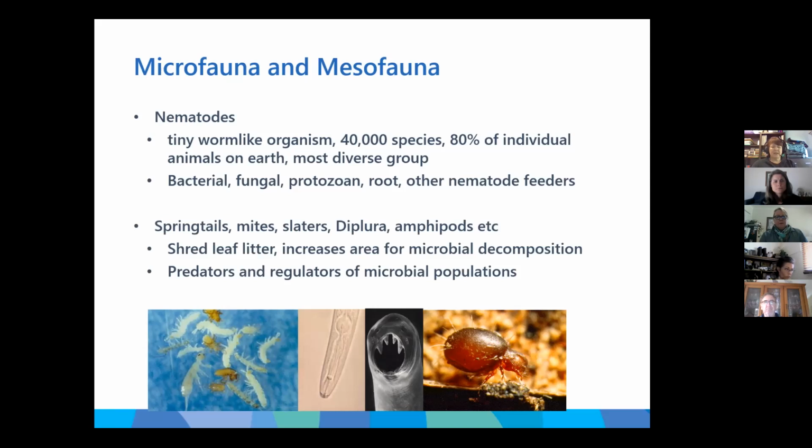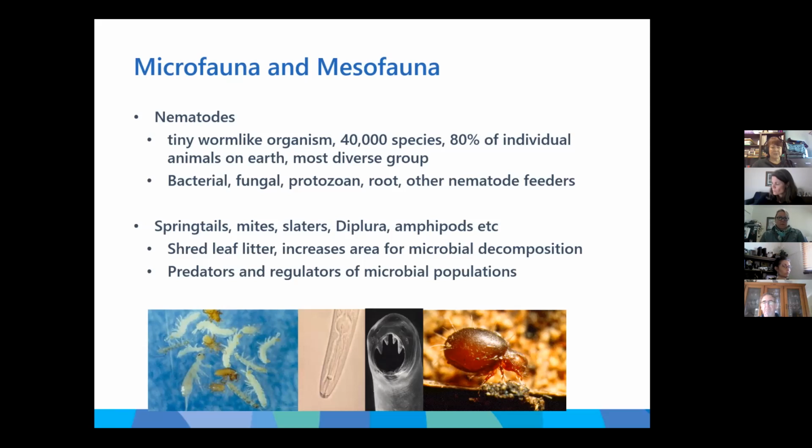And then there are a whole range of other organisms like the springtails, mites, slaters, diplura, amphipods. These are tiny creatures and insects and other groups that you can see with the naked eye, living in the soil surface and very close to the surface, especially in the litter, and they shred organic matter. They break up and chew leaf litter, and then that increases the area that microbes have access to.